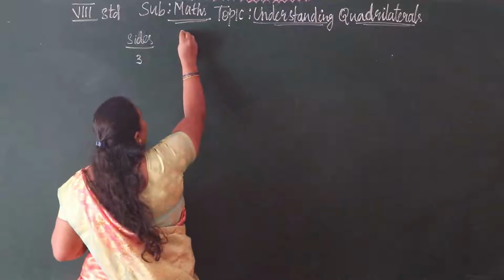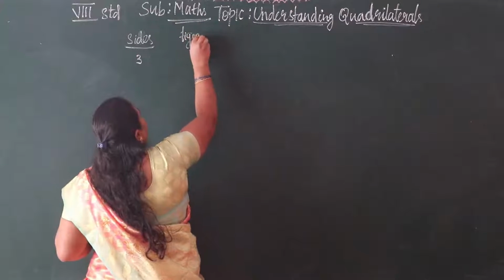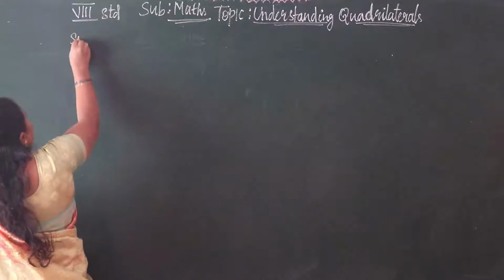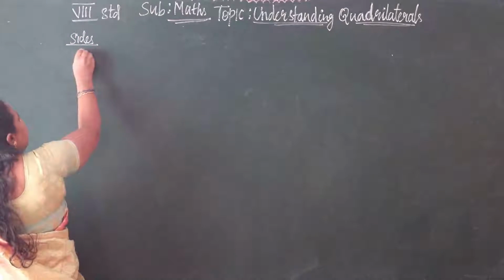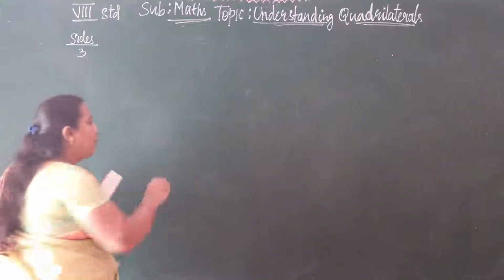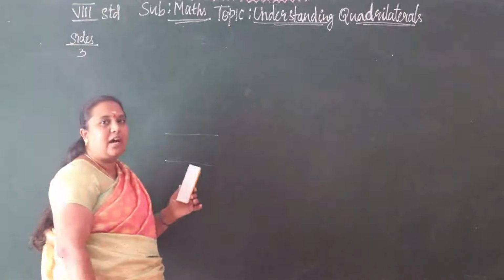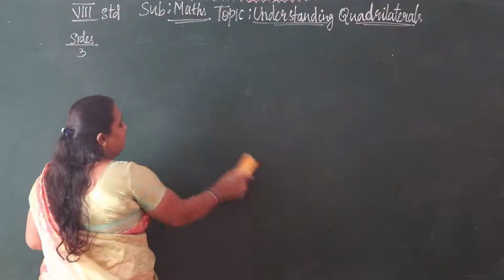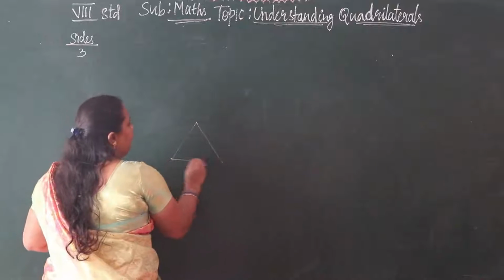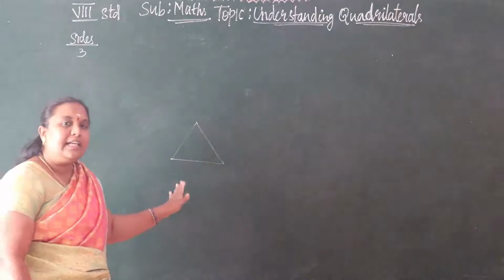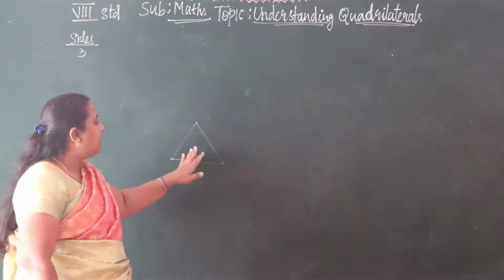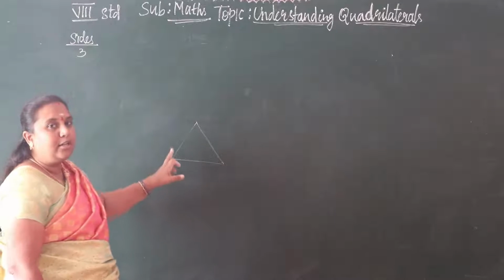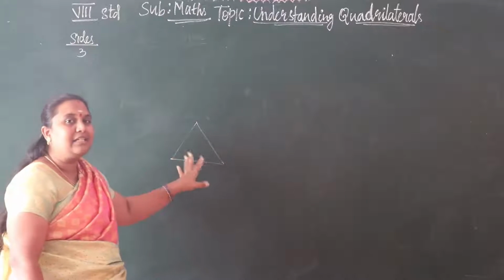Okay, you know the figure. See, let us start from here. Sides. The least number of sides is the three-sided polygon. See, if two lines are there, we can't join them. We can't have a closed figure with two lines. If you have three line segments, we can have a closed figure. So the polygon with the least number of sides is the triangle.